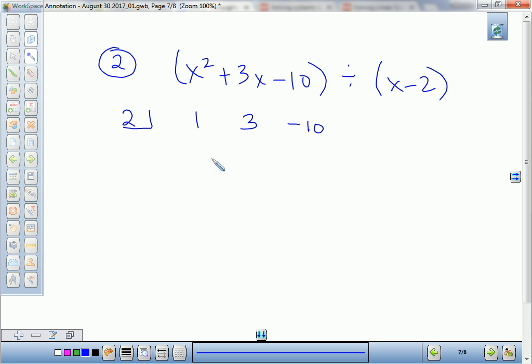All right, we bring down the first one. Then we multiply. 2 times 1 is 2, and then we add. 3 plus 2 is 5.